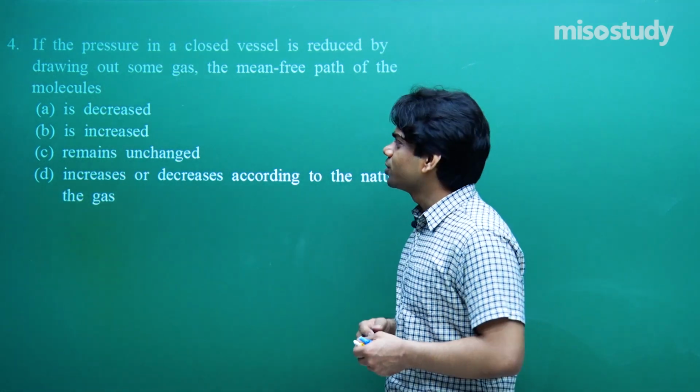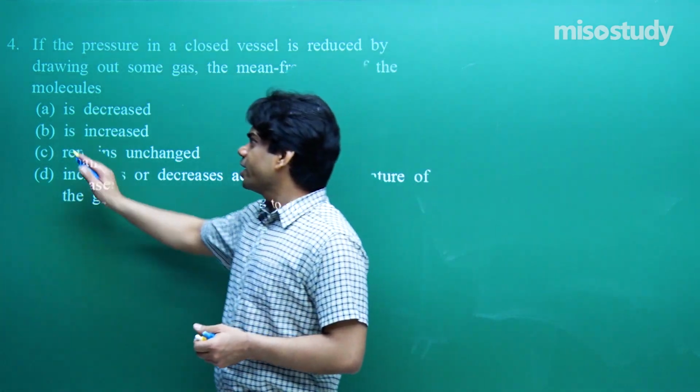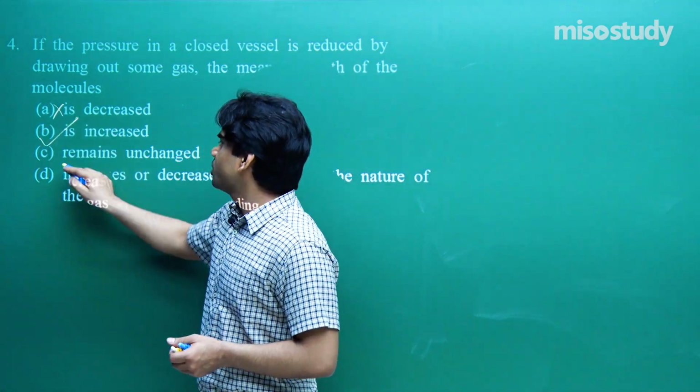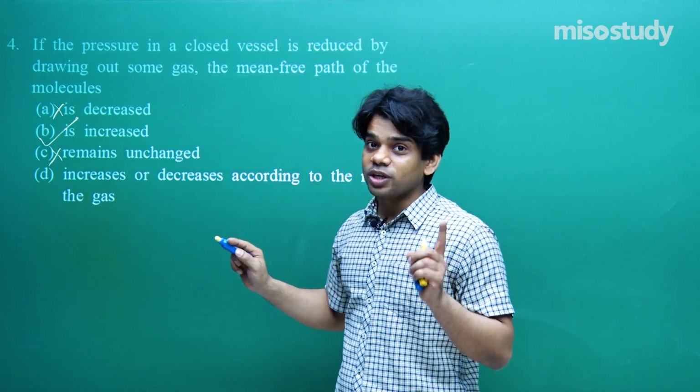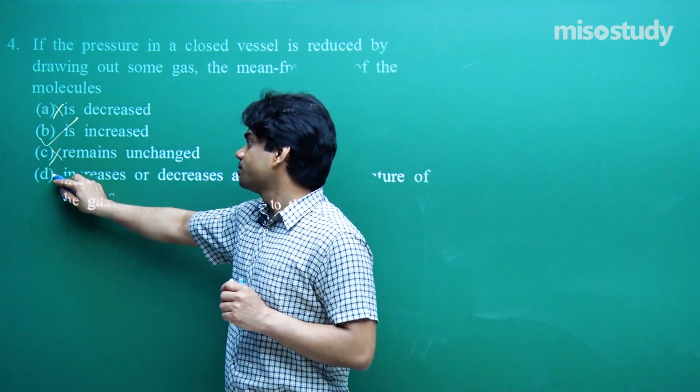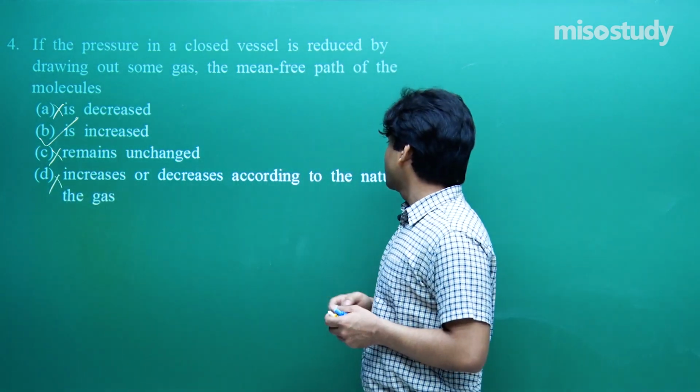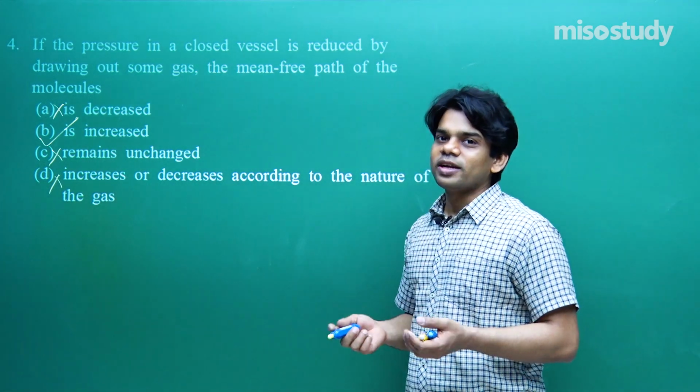It's a quite conceptual question. Mean free path is going to increase. So that will decrease? No, it is going to increase. Remains unchanged? No, it is going to increase. Pressure you decrease, it's going to increase. The mean free path will increase. Increase or decrease according to the nature of the gas? No. For all gases it will be the same.